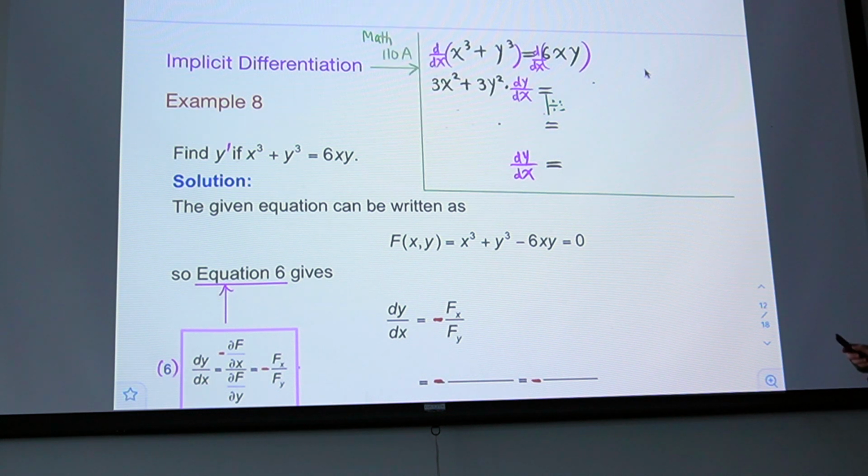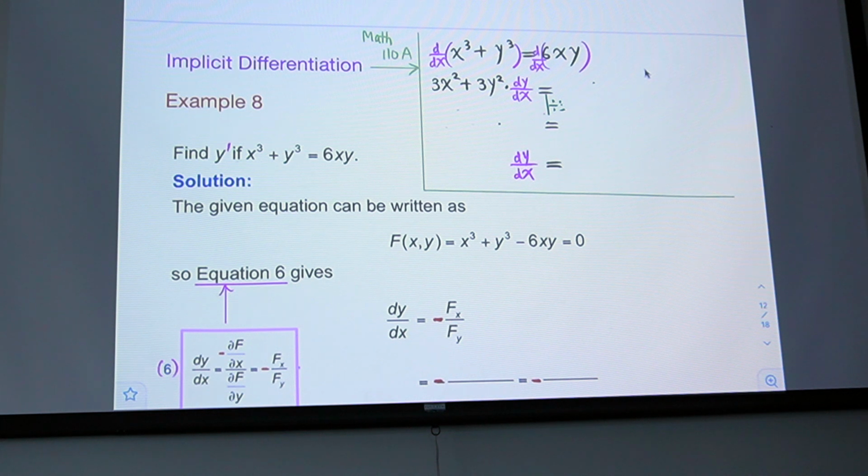Okay, so this is the derivative of the left side with respect to x, right? What about on the right side? Well, we can pull out the 6, right? That's a constant multiple. And then to differentiate x times y, we need to use the product rule. Good job. So that will be 6, parenthesis, and then times what?